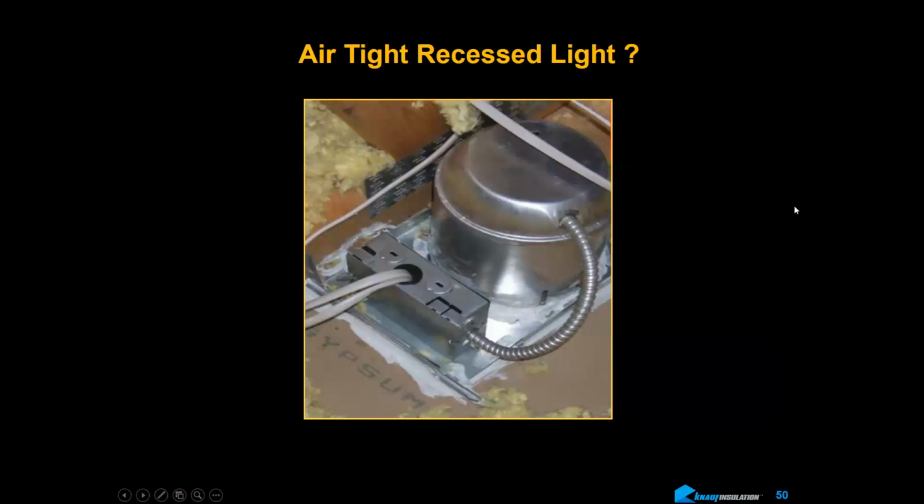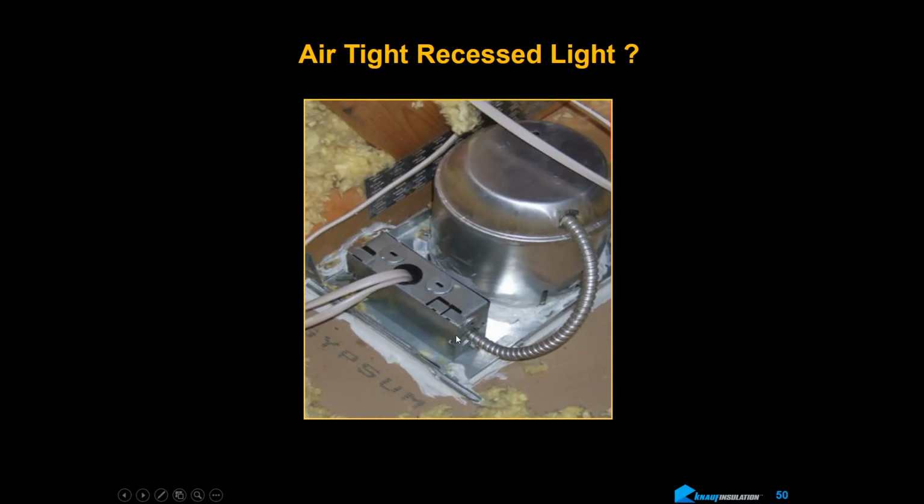Can lights, I love it. So if this is an airtight recessed can and they sealed all around it, what about this? This is the junction box. Look at all the holes in the junction box, okay? It's connected by a cable that goes right into here. So where is all the air coming and going from?